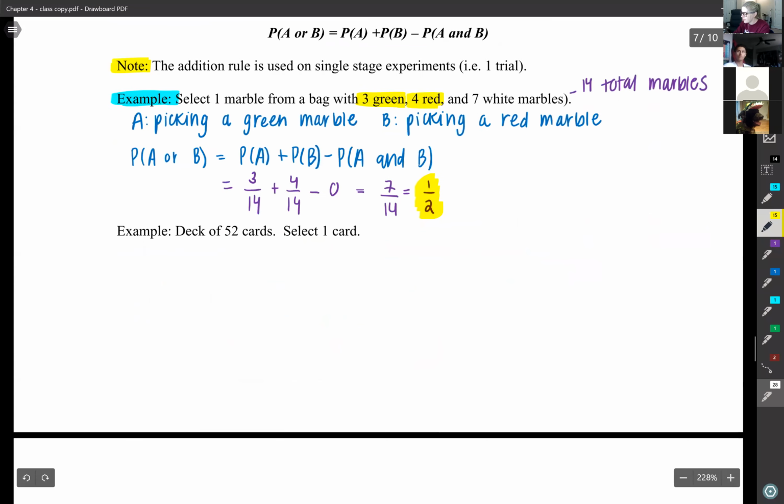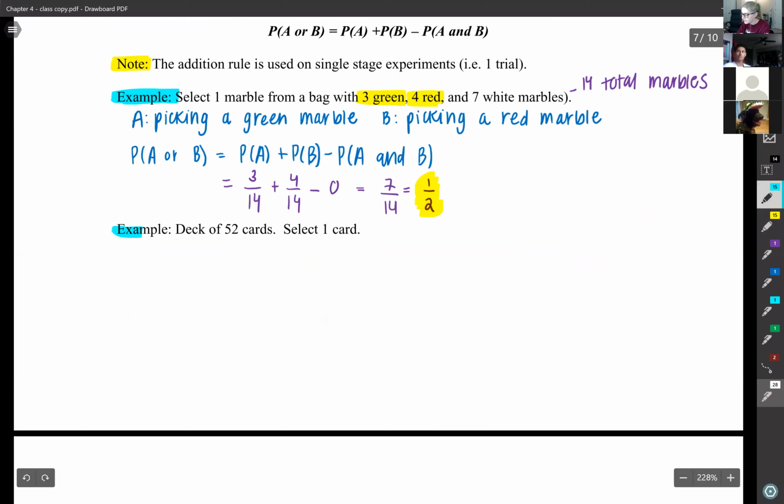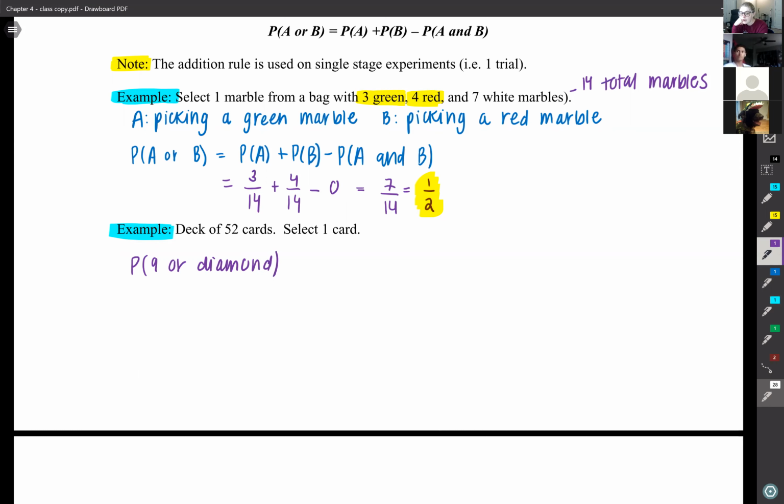All right, let's do another example here. So a deck of 52 cards and picking one card. Let's find the probability of picking a 9 or a diamond. Okay, so these are 2 events. So I have picking a 9 or picking a diamond, and I want to know the probability of getting either of them or both.